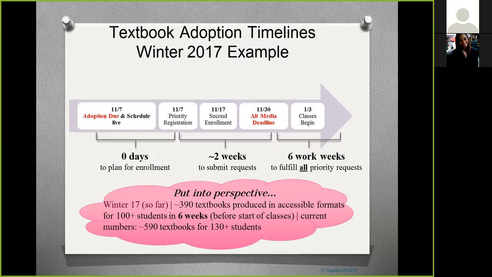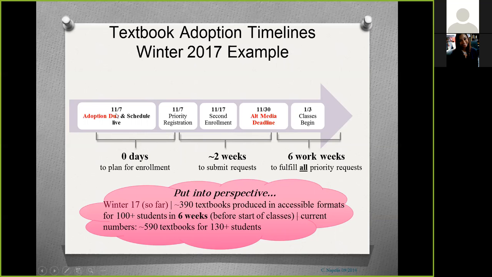So this is a live example of those timelines and how they look. The adoption deadline for winter was supposed to be October 31st. There were some issues with Blackboard and ePaulette, and faculty weren't able to submit their adoptions through Blackboard, so it got pushed back 1 week. The good and bad thing about that is the adoptions were due the same day the schedule went live to students. That gave students no time to review all of the courses and options available to decide, one, their class schedule, and two, any costs associated with it.